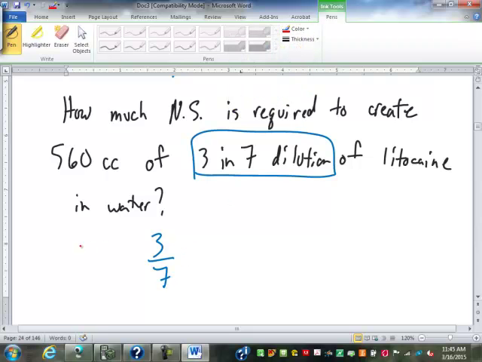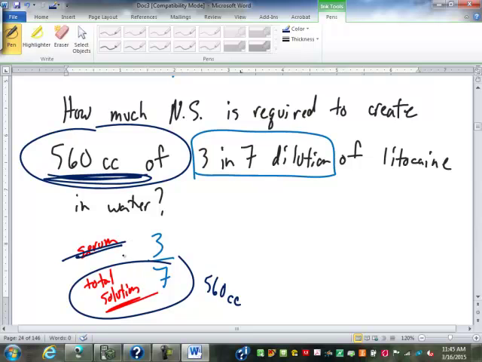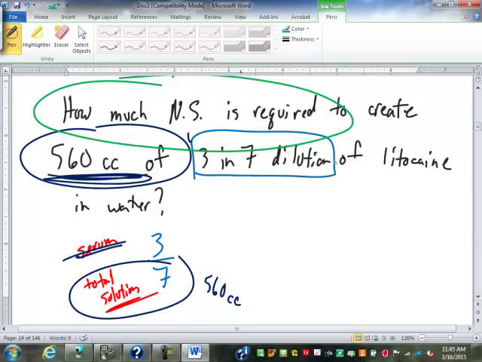Now the 3 represents the serum, the 7 represents total solution. When we look at this, we have the total solution, 560 cc's of that dilution. That would be the total solution. But do we have the amount of serum? Well, we don't have it, and it's not what we're looking for either. What we're looking for is how much water, or how much normal saline would be used in that.